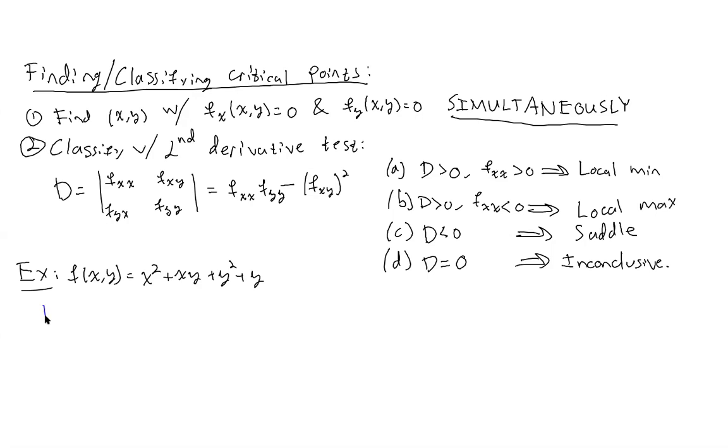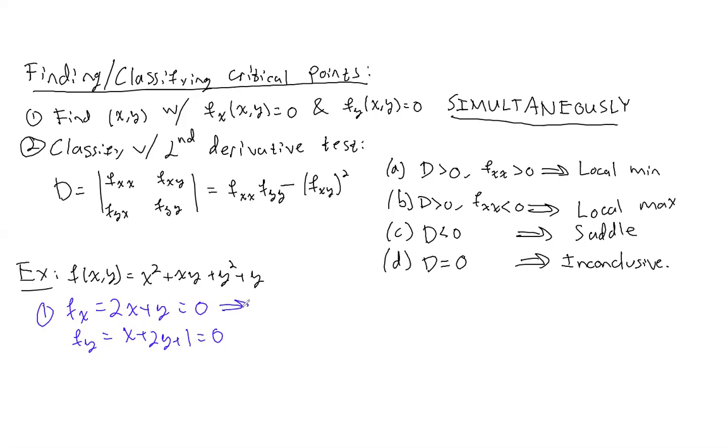Well, we start off by taking just the regular derivatives and setting them equal to 0. So that's 2x plus y. That has to be 0. We also know that x plus 2y plus 1 is equal to 0. And we have to solve these equations.